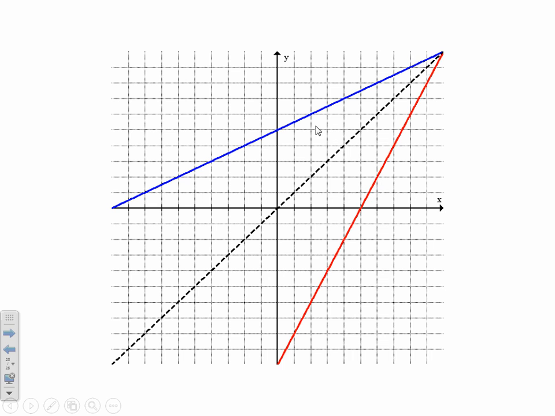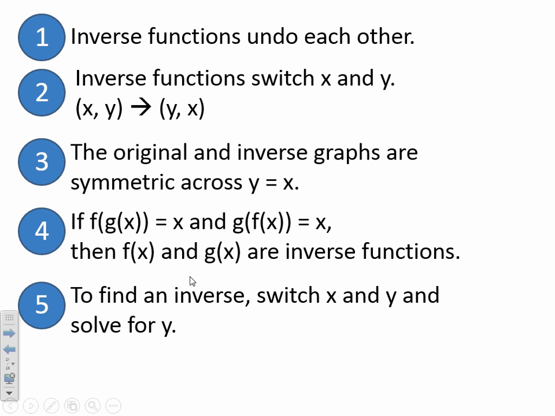Look at how they're so nicely reflected over this line, y equals x. So if you ever have a graph here and you want to figure out the inverse, you've just got to reflect things over this line, y equals x. All right, so that gives us number 5. To find the inverse, switch x and y and solve for y. Okay, to find the inverse, that's if we have an equation for a function and we want to find its inverse, switch x and y and solve for y.